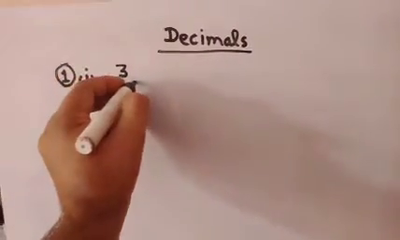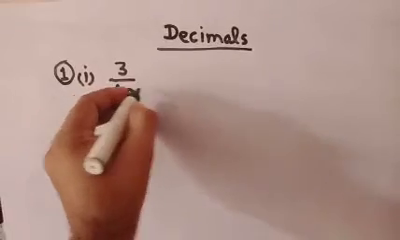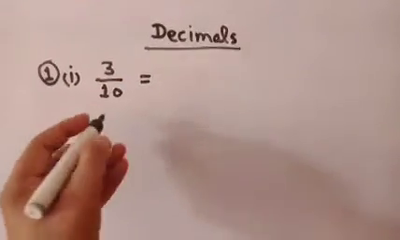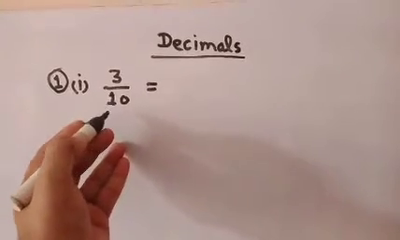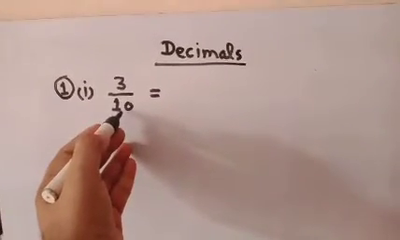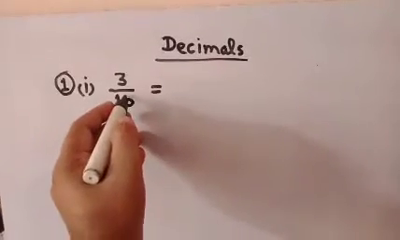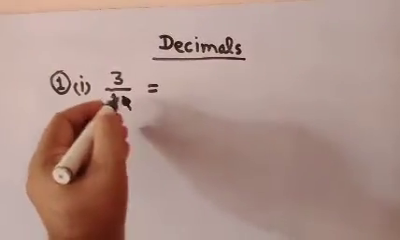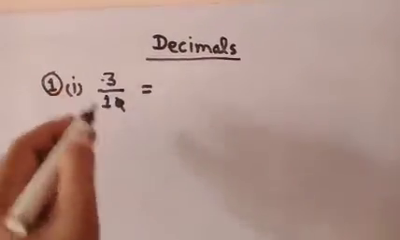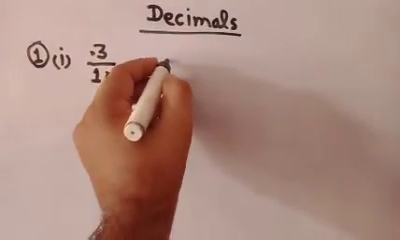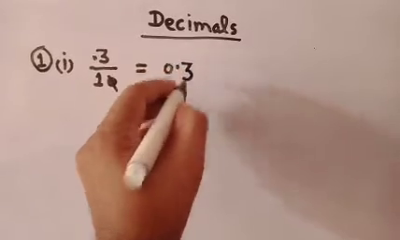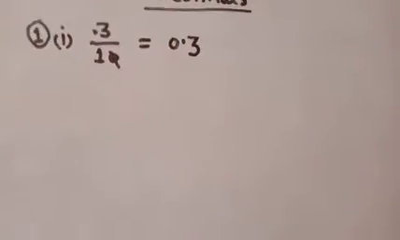3 by 10. Whenever such a kind of fraction is seen, in this fraction the denominator is 10, skip the 1 0 and put the decimal before one digit. So the answer is 0.3. I hope you will understand.